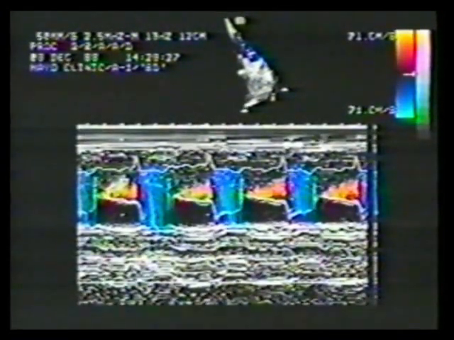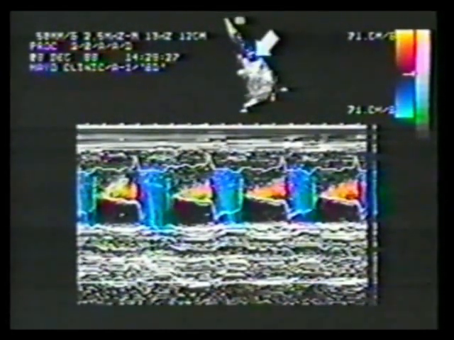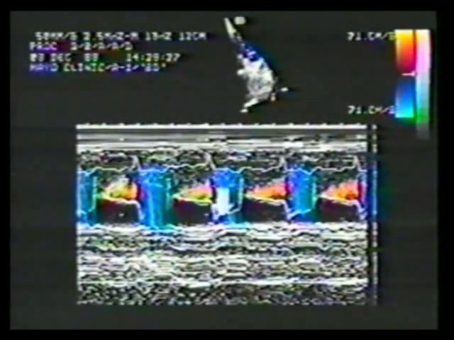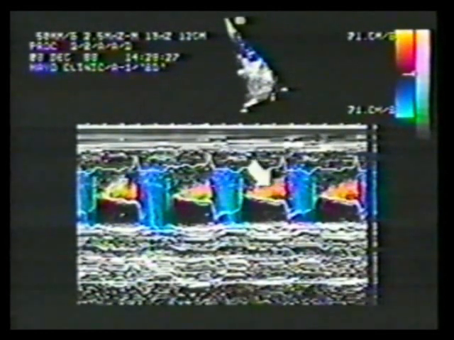This is a color M mode from the same patient. The M mode cursor has been directed across the pulmonary valve. The blue signals represent ejection through the opened valve. This red holodiastolic signal adjacent to the M mode of the closed valve represents pulmonary regurgitation.